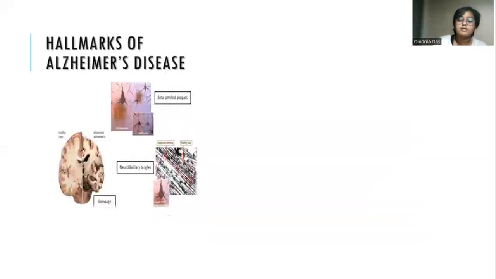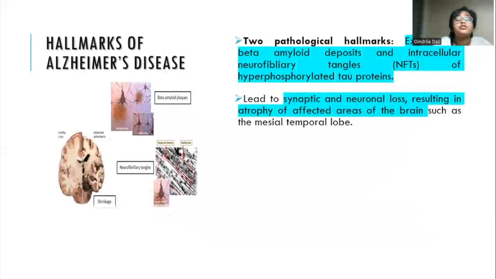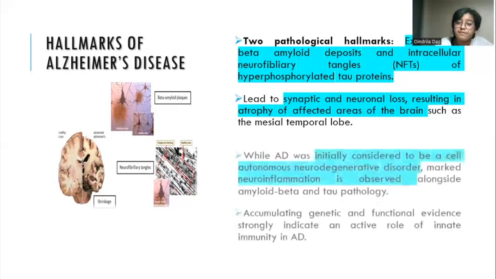Hallmarks of Alzheimer's disease: there are essentially 2 pathological hallmarks of Alzheimer's disease, the extracellular beta amyloid deposits and intracellular neurofibrillary tangles of hyperphosphorylated tau protein. These two combined lead to synaptic and neuronal loss that causes atrophy in affected areas of the brain.